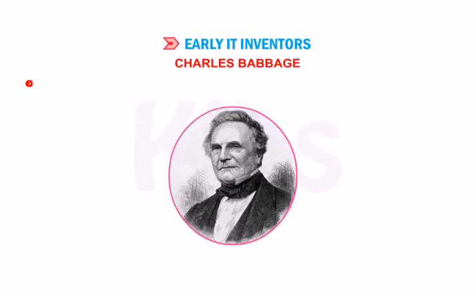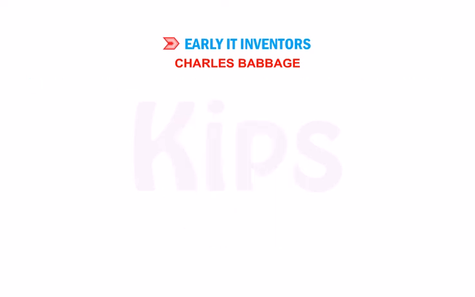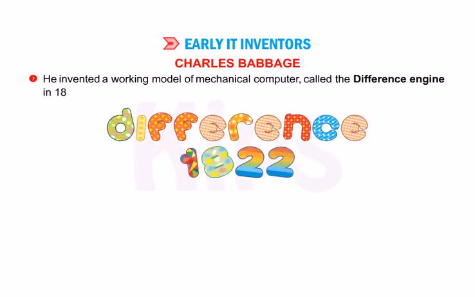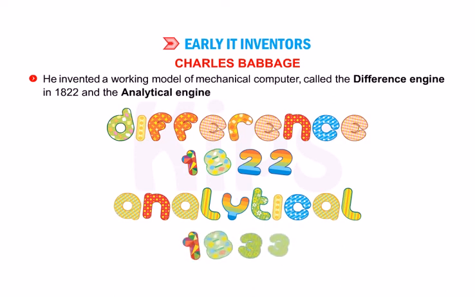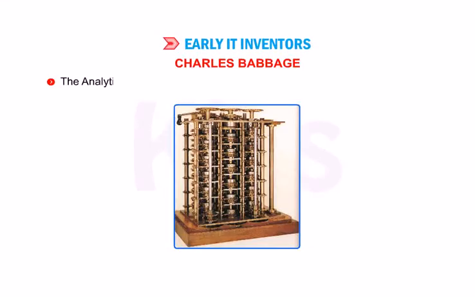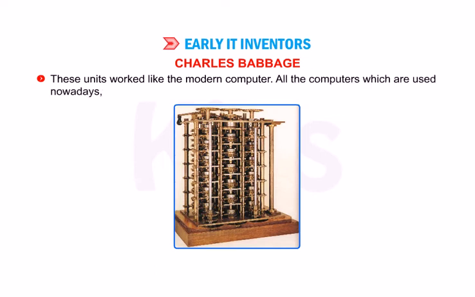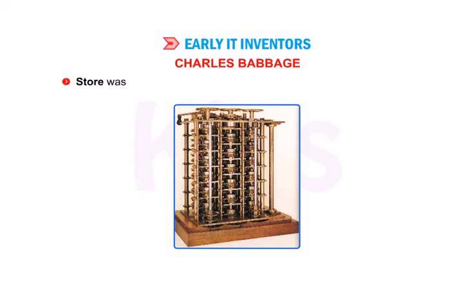Charles Babbage. Charles Babbage, a British mathematician, is considered the father of computers. He invented a working model of a mechanical computer called the difference engine in 1822 and the analytical engine in 1833. The analytical engine had 5 units: input, output, store, mill and control. These units work like the modern computer. All the computers which are used nowadays are based on it. Store was used for storing the data and mill was the calculating unit. Control unit was used for supervising all the units.